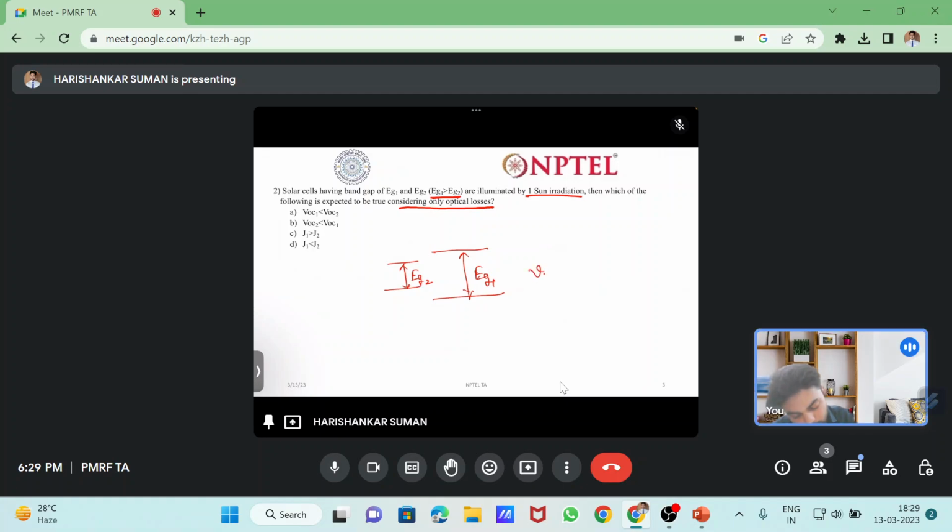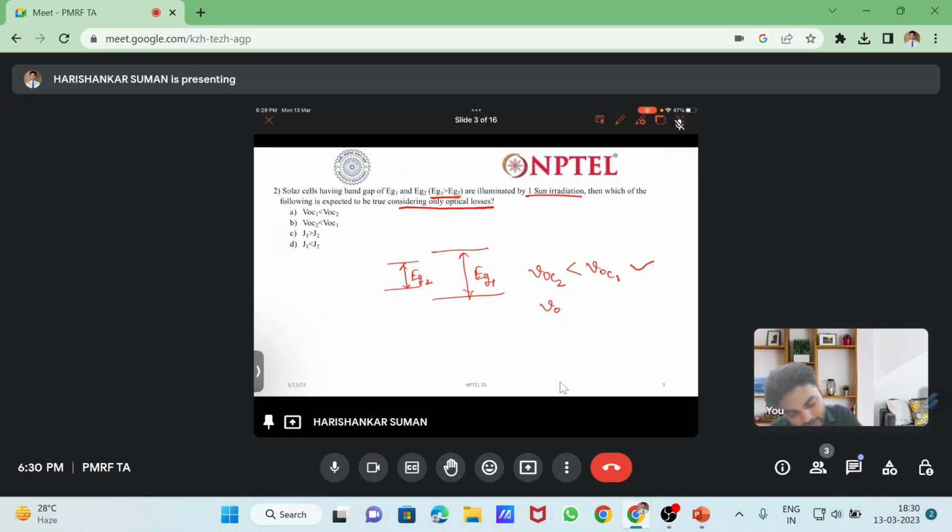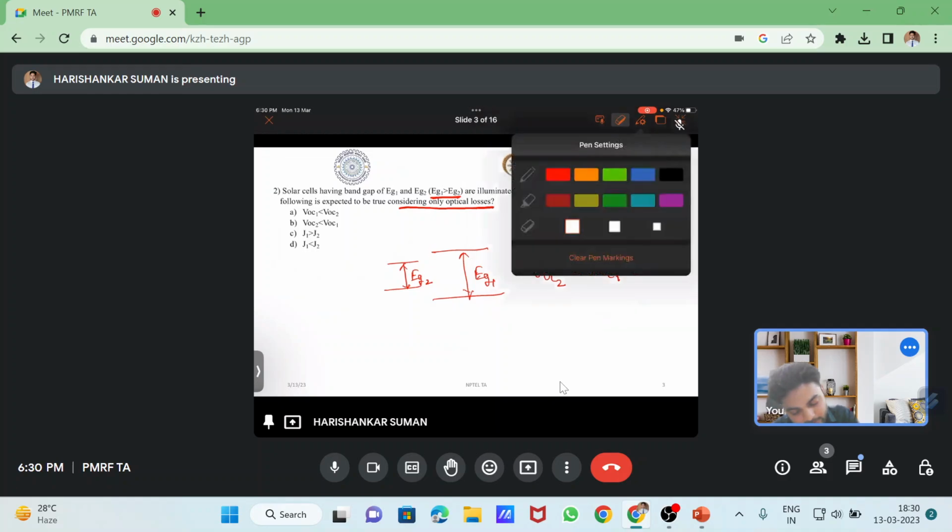When the band gap increases, VOC increases. No, opposite, sorry. Yes. Okay, this is right now: VOC2 is less than VOC1. Another option will go in. Wait, sir, another one. Okay.